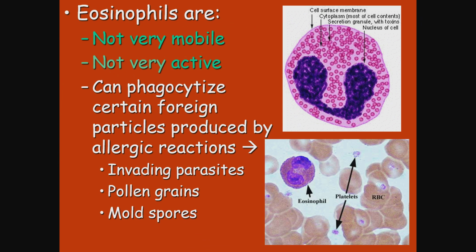They phagocytize certain foreign particles, especially those produced by allergic reactions, invading parasites, pollen grains, and mold spores. So they can still do their job. They're just like a mall cop. They're just a little slow.